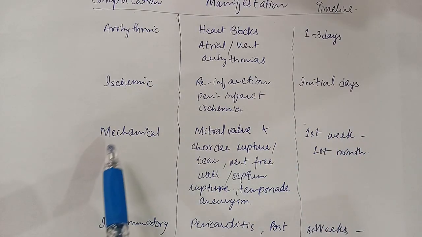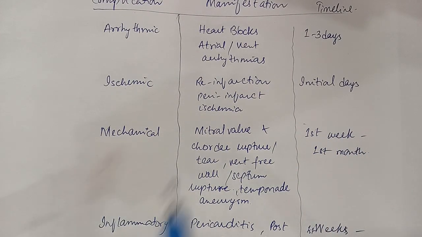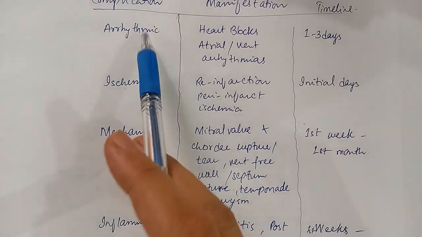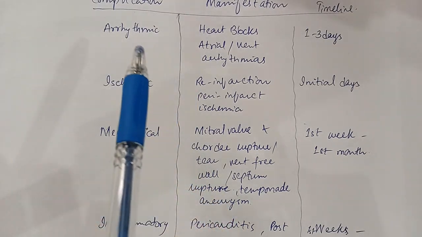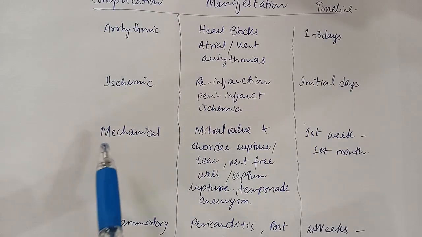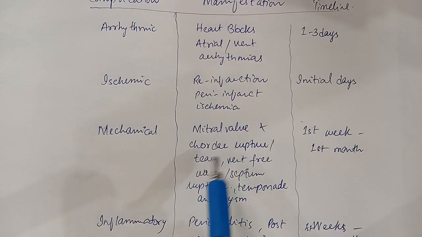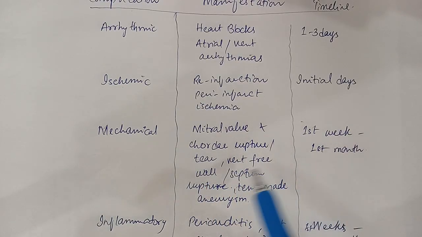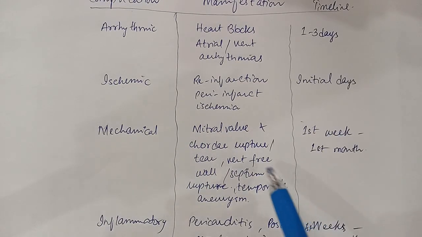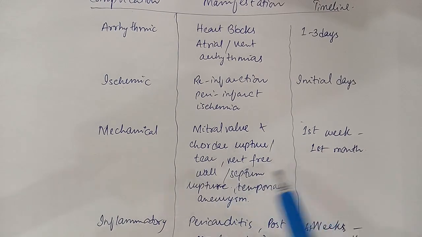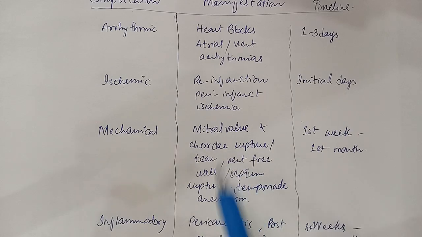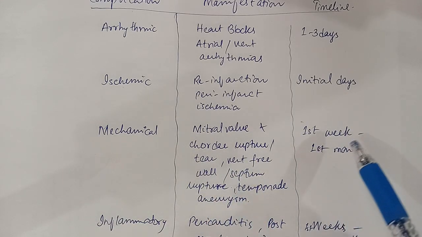Then we have the mechanical complications, which are the most fearsome complications. Ventricular fibrillation is also a very fearsome complication. In mechanical complications, we have mitral valve or chordae tendineae rupture, papillary muscle rupture, ventricular free wall rupture, or ventricular septal rupture, tamponade and aneurysm. These are the mechanical complications, and they manifest within the first week to first month.